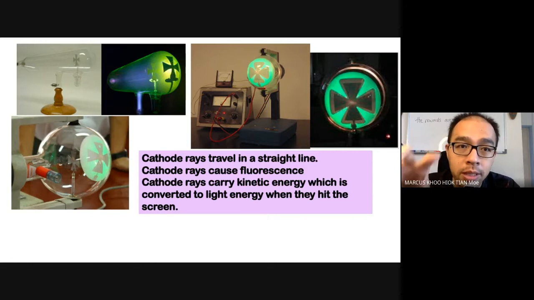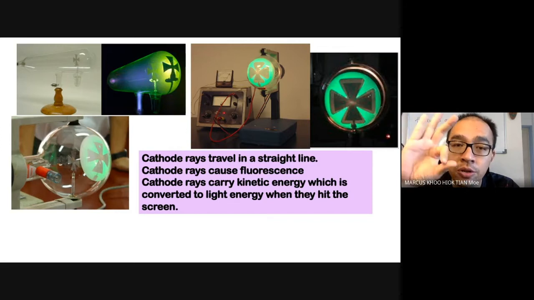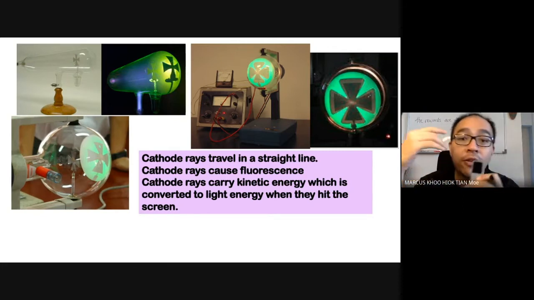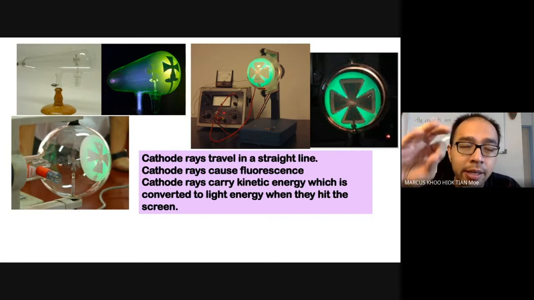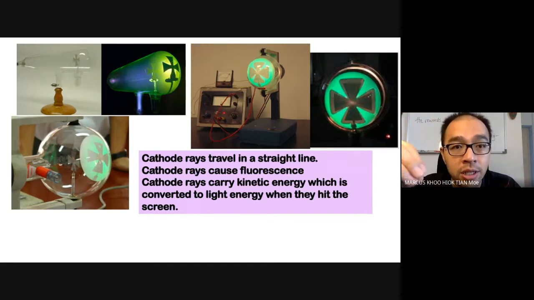So this Maltese cross tube, while it looks like a very amazing magic show, tells us three very important things. Number one, the formation of the cross shadow shows us that cathode rays and electrons travel in a straight line. Secondly, the green color that we see tells us that cathode rays cause fluorescence, a fluorescence effect. And thirdly, the cathode rays carry kinetic energy, which is converted to light energy when they hit the screen.